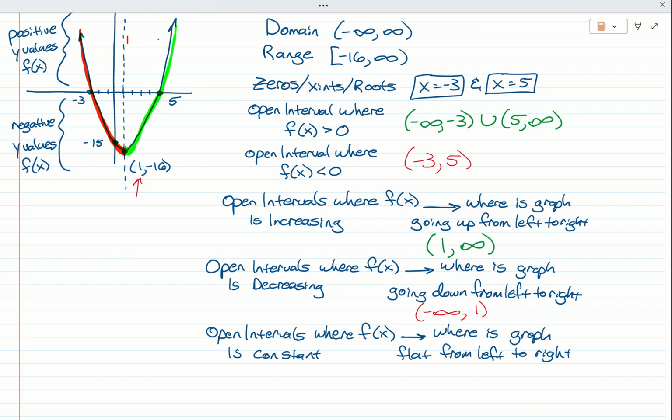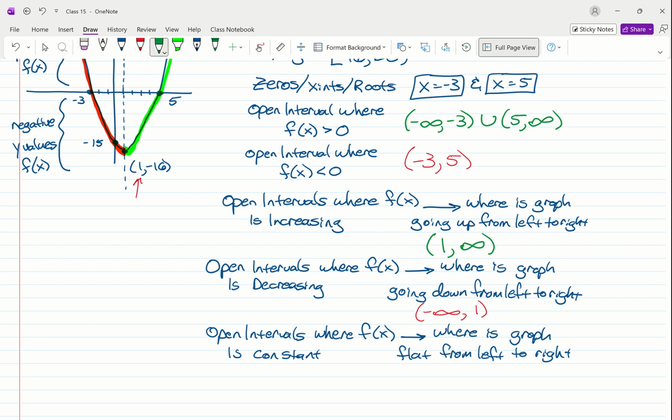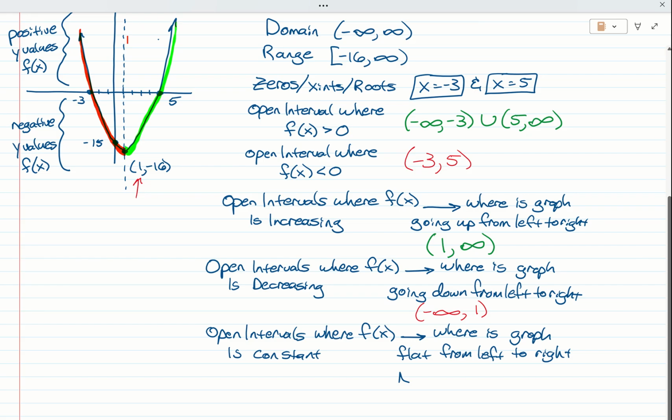And then where is the graph flat from left to right? It doesn't look like it's flat anywhere. So we would just say, nowhere.